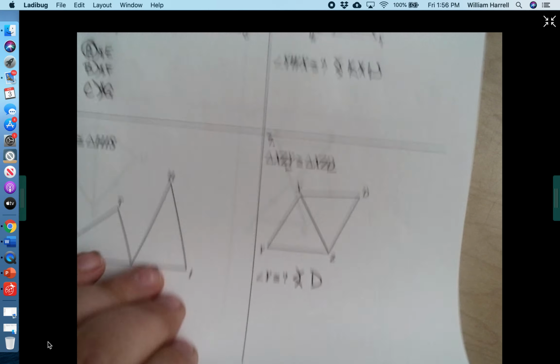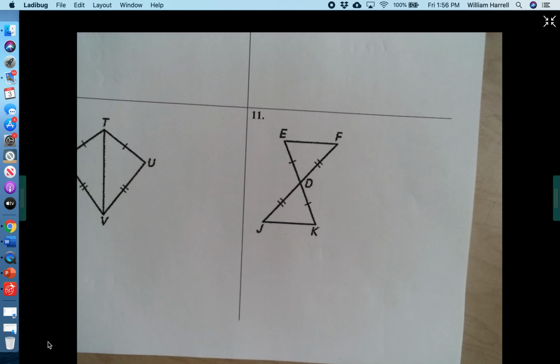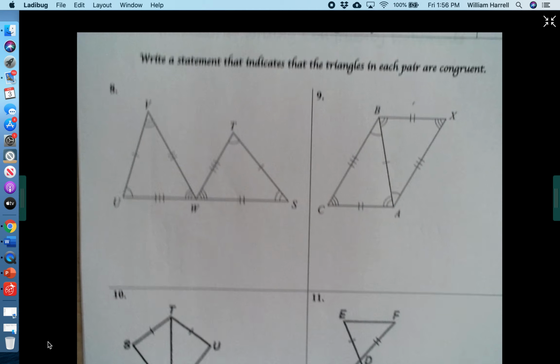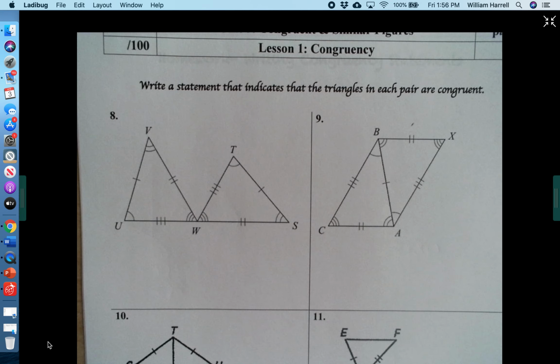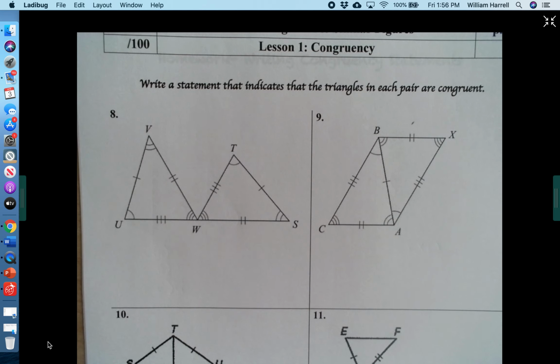Okay, when we go to page 3, now we're going to have to do angles with sides, etc., etc. So starting with number 8, it's telling you these triangles are congruent, so it's not asking you to prove them. It's already telling you that. Later on we're going to say, well, prove it. But right now we're just going to take their word for it that they are congruent.